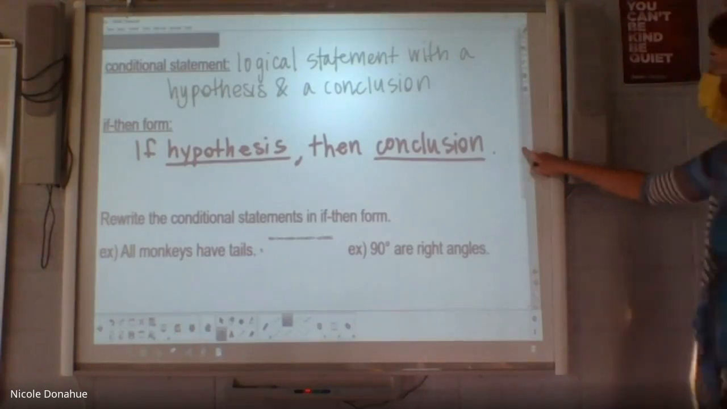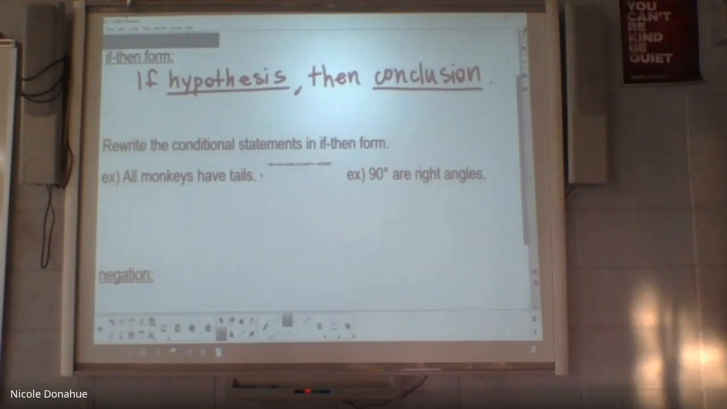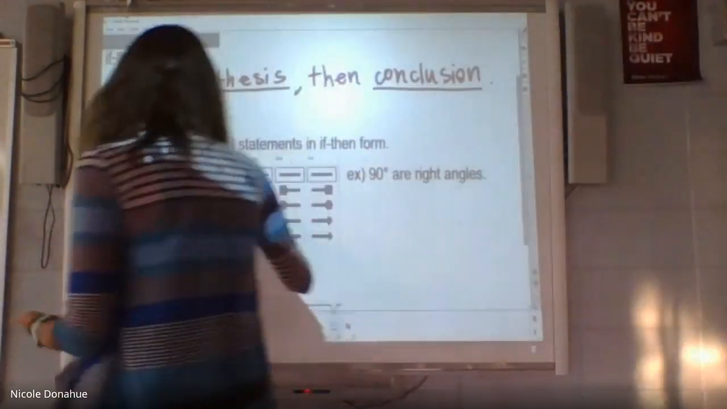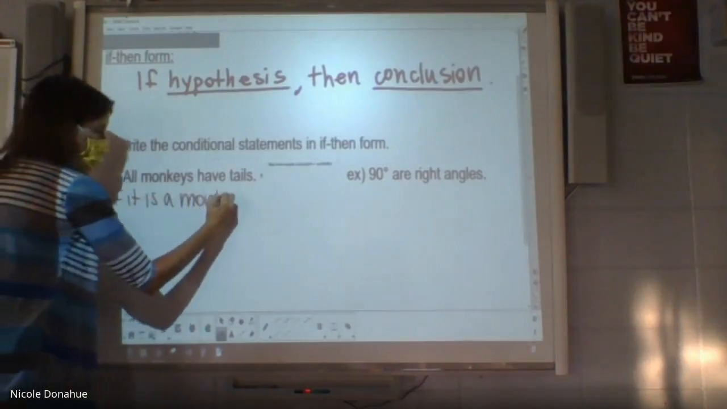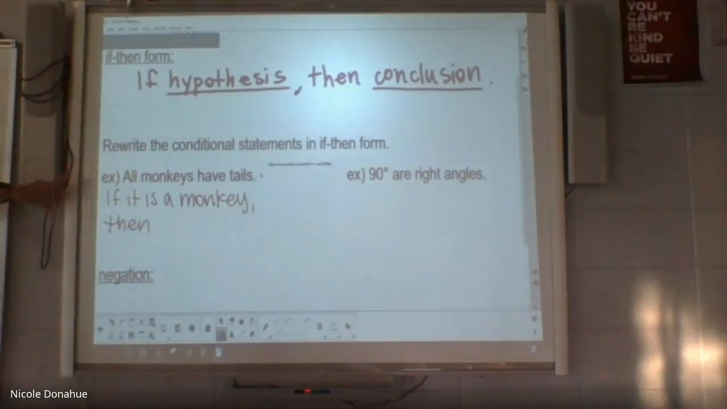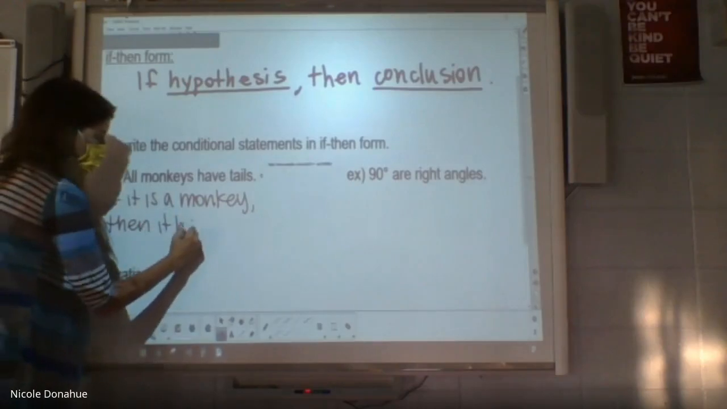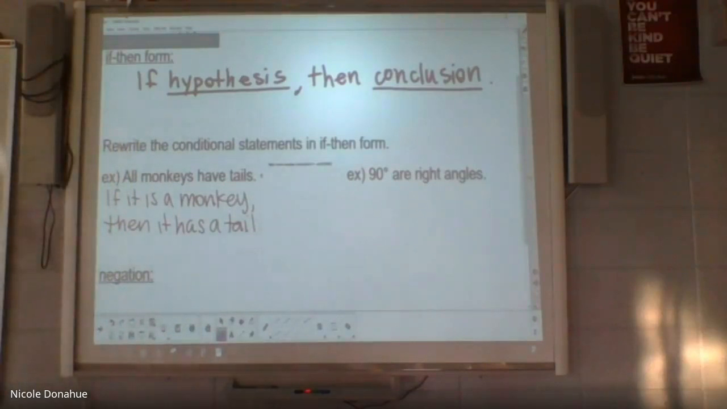So, it says all monkeys have tails. So that's our statement. We want to instead write it in conditional form. So I want to break this up into two parts. Rather than saying all monkeys have tails, I'm going to say if it is a monkey, then what? In regards to this statement, then it's going to what? Have a tail. So if it is a monkey, then it has a tail.